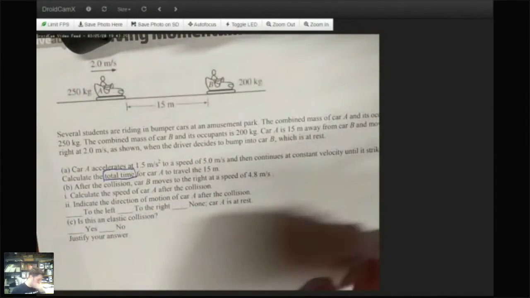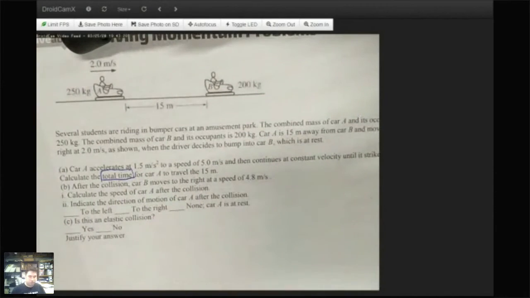Okay, let's move on to part B, because that was the standalone part, part A. Get the time, and now we're good here. So part B: after the collision, car B moves to the right at a speed of 4.8 meters per second. Calculate the speed of car A, and then we have to do the direction, and we have to do elastic.